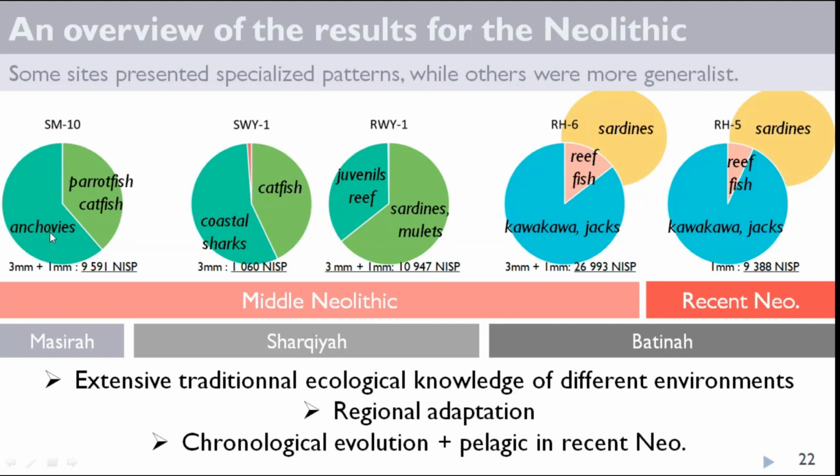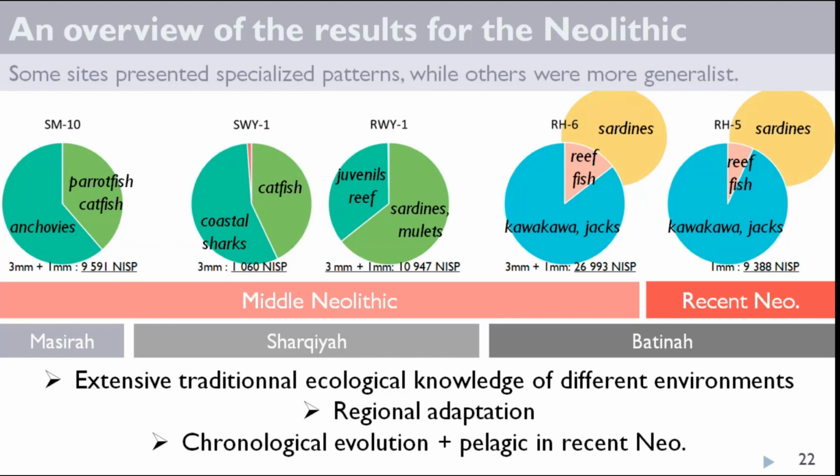For Masirah, it was the anchovies, and we can find small specimens of parrotfish and also catfish. For Suwayh, it was mainly characterized by the presence of coastal shark and catfish. For Ruways, we are going to see this result again.